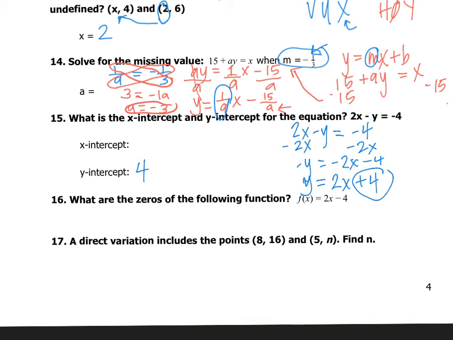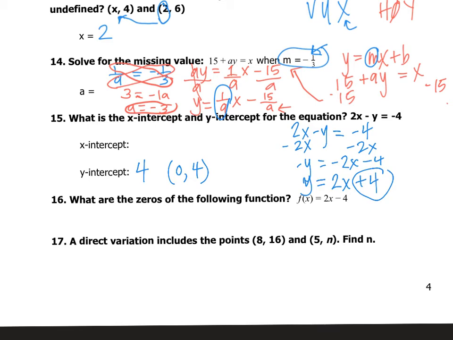And if you wanted to write this more formally, if it was asking what is the ordered pair for the y-intercept, that's when your x is 0 and your y is 4. And then in order to get the x-intercept, we need to plug in 0 for y and see what we get. So that's what I'm going to do over here in red.